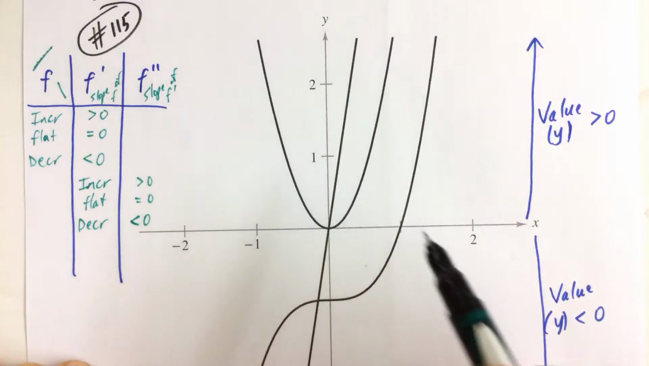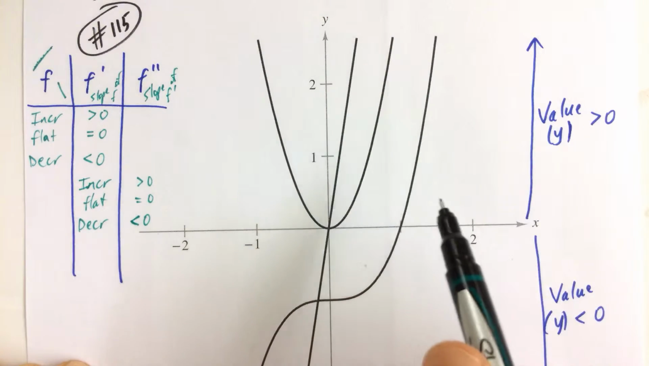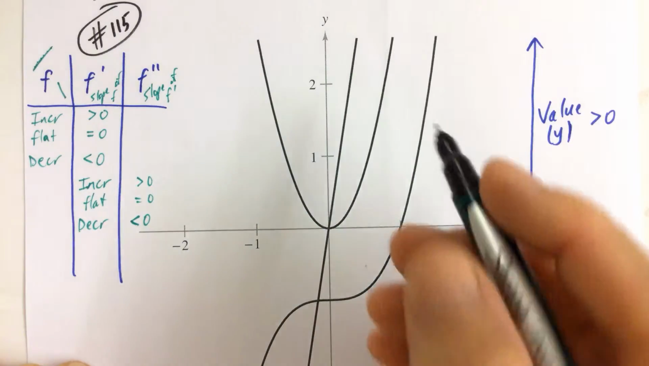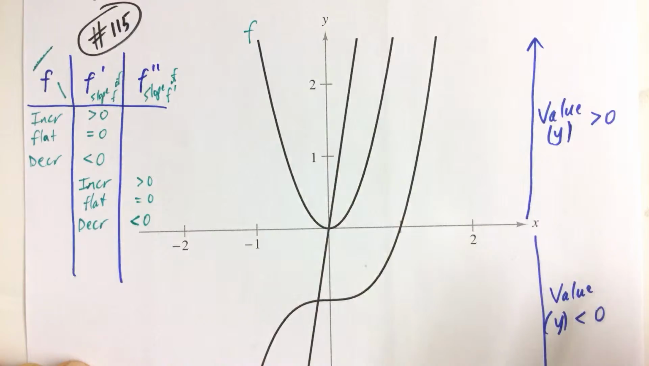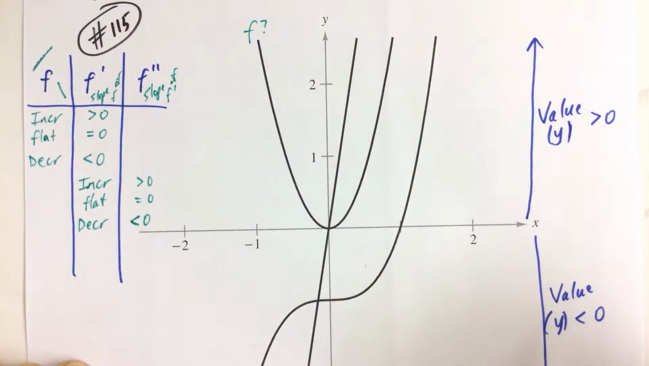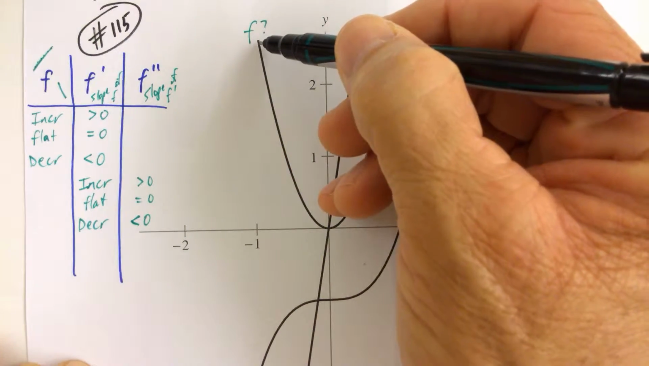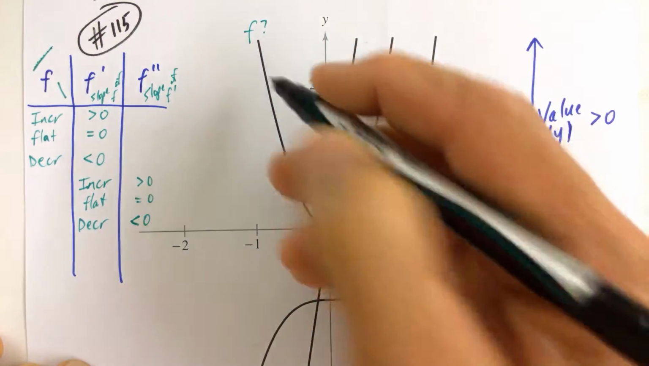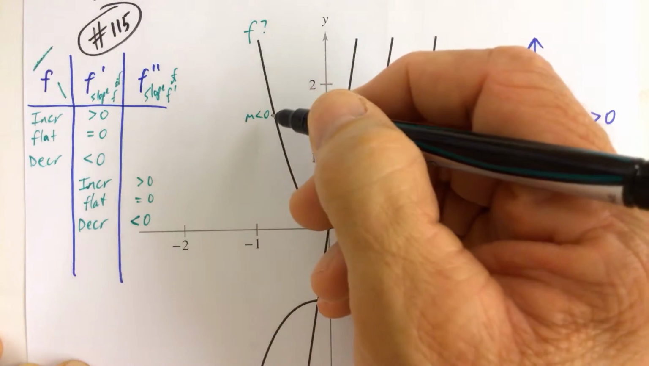Back to this, there's a couple different ways you can analyze this problem and come up with a solution. Number one, you can just guess and check. So pick one of these functions. I'll pick this one here, and I'm going to ask, is this f? Can this be f? Well, what is happening when x is negative? f is decreasing, so the slope is negative. That means its derivative would be negative.